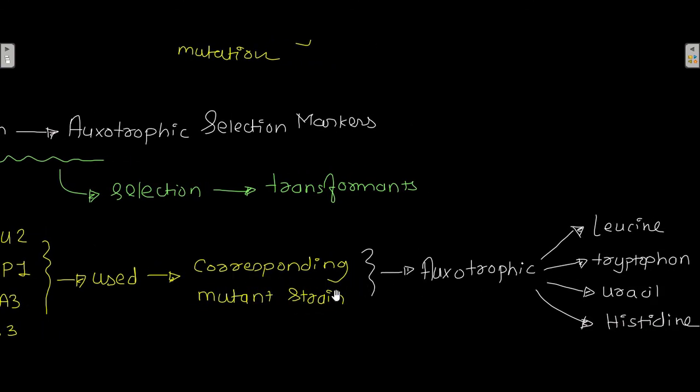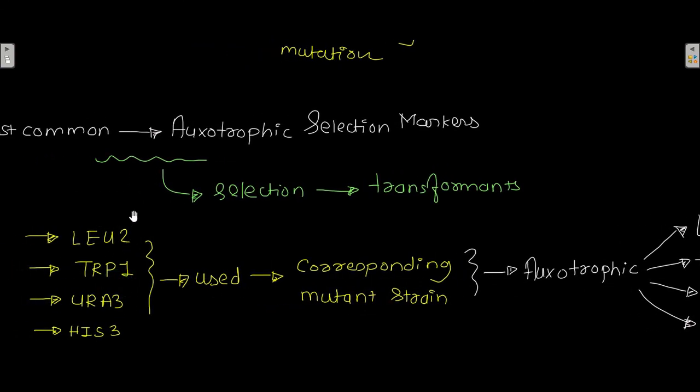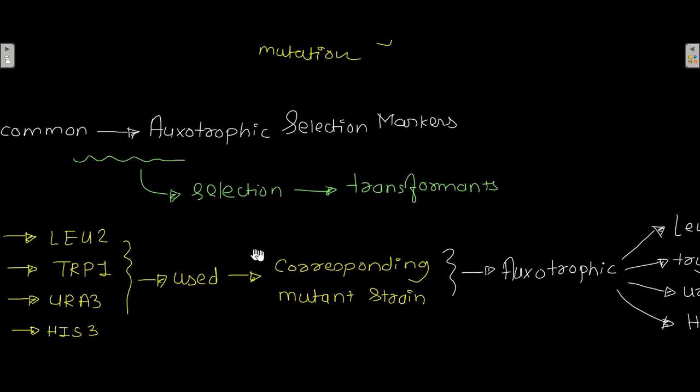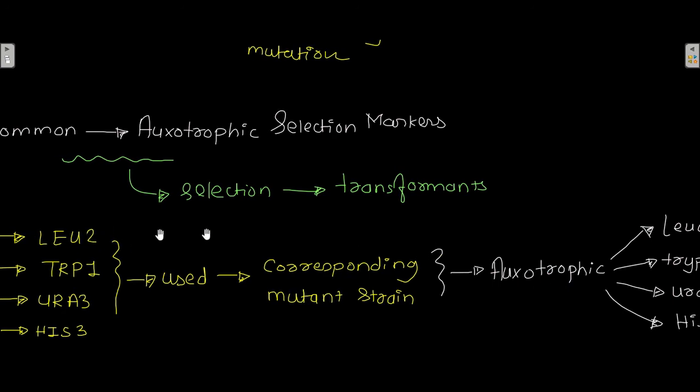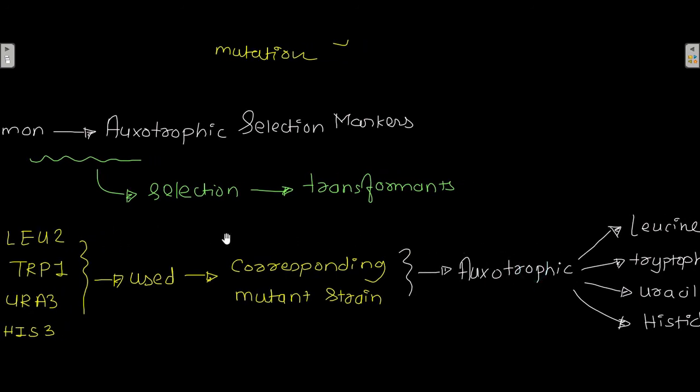So whatever auxotrophic selection marker gene you are using in a yeast artificial chromosome, you should be using a corresponding mutant strain that is auxotrophic for its product. If you are using LEU2, then the mutant strain should be auxotrophic with respect to leucine, and that is the same for the others as well.